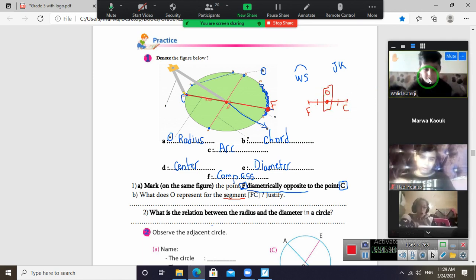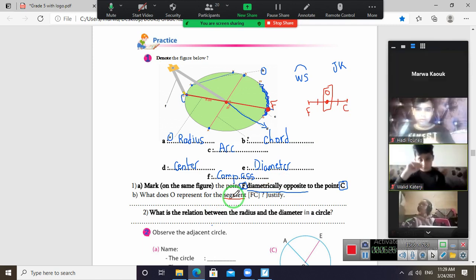Midpoint. Excellent. So when they are asking me about a point and a segment, that means midpoint. When they are asking about a point and a circle, we said center. Now we can say O is the midpoint.